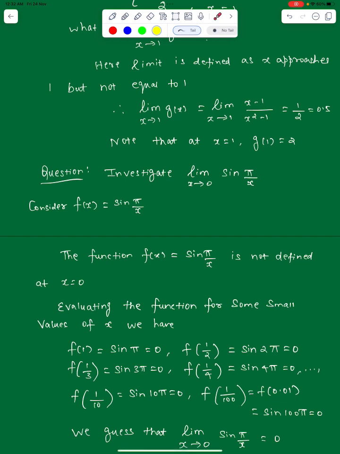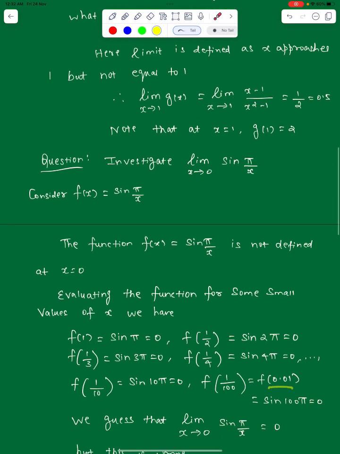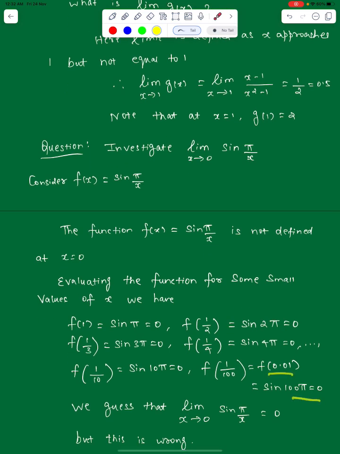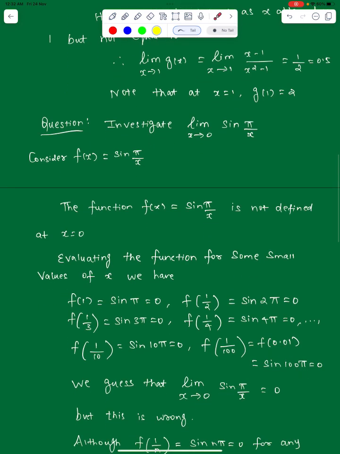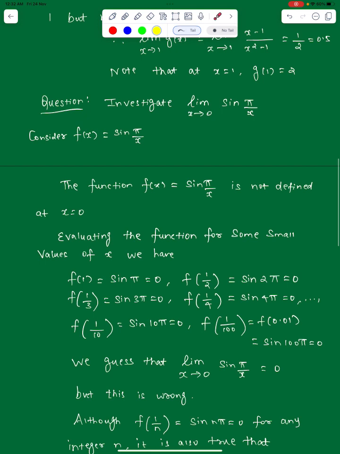So when you reduce the values from 1 and it approaches 0, then the sine value approaches 0. So if you consider it like this, the guess here is that the limit as x tends to 0 of sine pi over x is 0. But is this true? This is not true. There are some reasons why this is wrong.